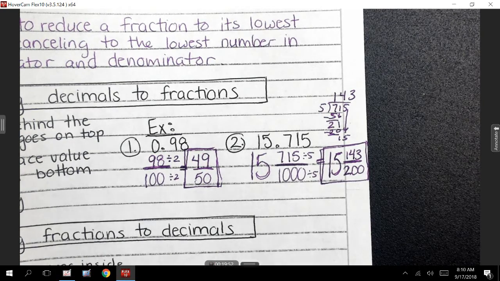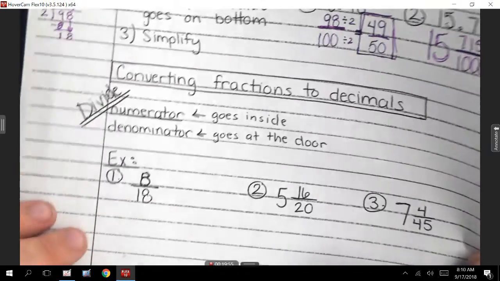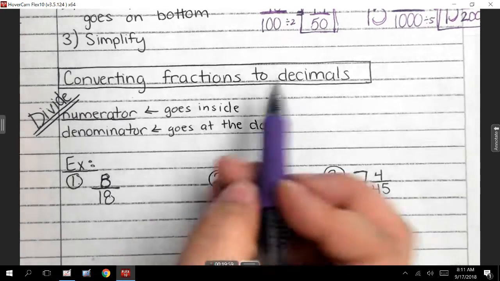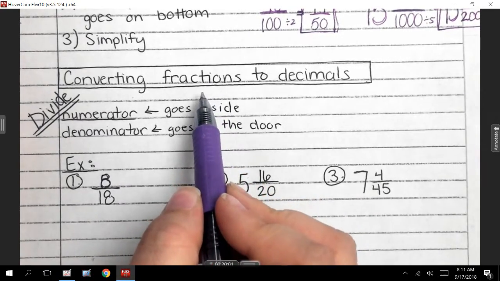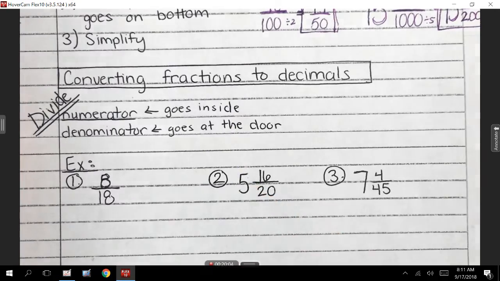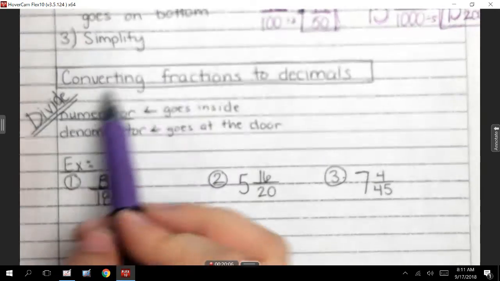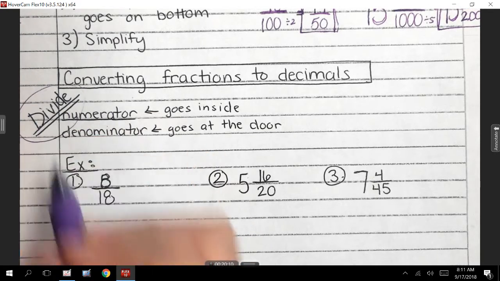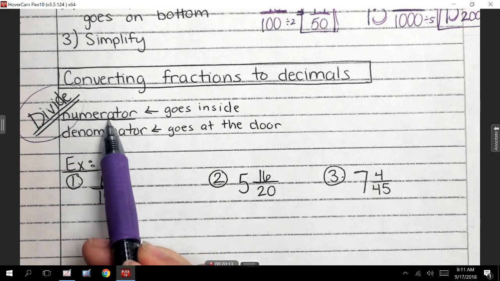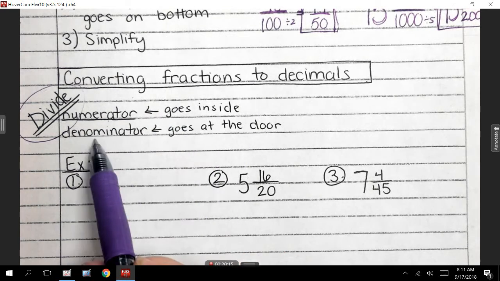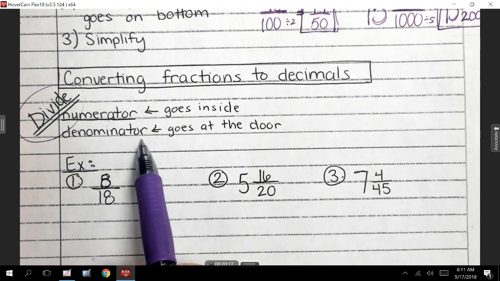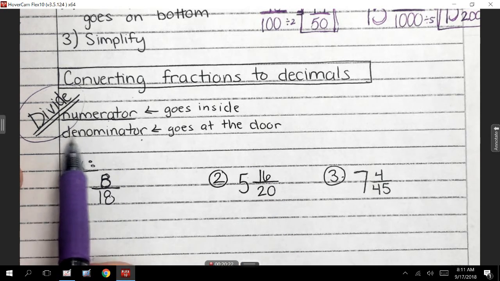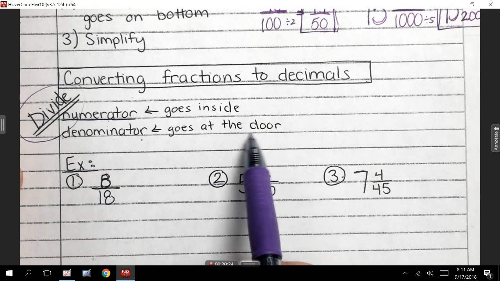All right, the next thing that we're going to talk about is making a fraction a decimal. That fraction bar, eventually we'll get to where we don't write our dividing with the dot dot. We'll just write it as a fraction bar. That fraction bar means we have to divide, all right? So we're going to take the numerator. The numerator is going to go inside. The denominator is going to go at the door. Also, another way to remember that, denominator goes at the D for door.